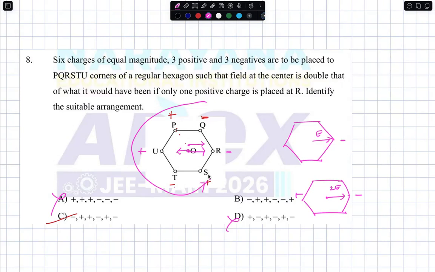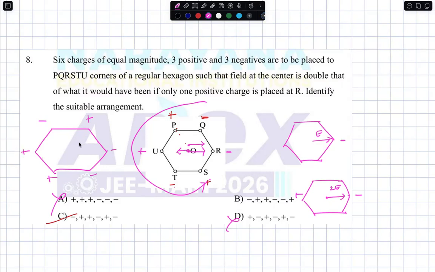Minus plus plus minus minus minus plus. If it is PQRS, then I think the nearest possible answer is only C. It is the only possible. This is one case here. Actually, the other possible case is minus plus plus minus. Even in this case also they will cancel.